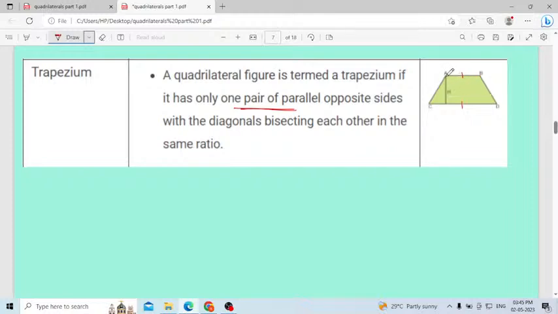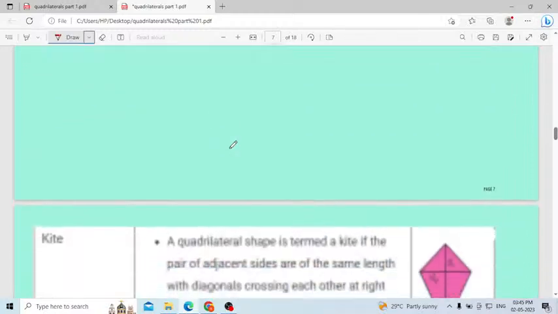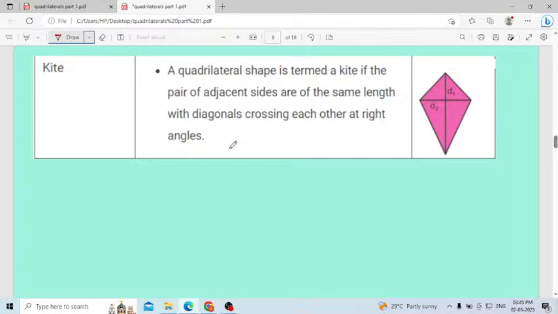bisect. See, you can draw like this. This is one diagonal, this is the other diagonal. Yes, the diagonals will bisect in the same ratio. That is the important feature of a trapezium. This is the very basic, that's why I'm going a little fast. We will solve MCQ problems based on the topic.